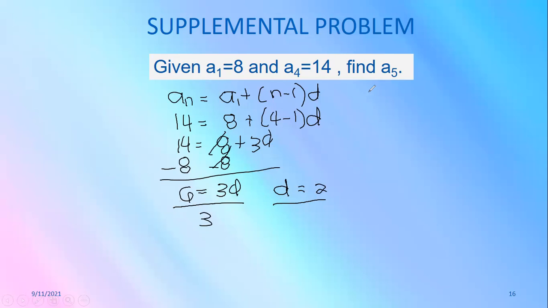So we already have a common difference. We can solve now for a sub 5. Solve na natin si a sub 5 given na tayo na first term, number of terms, and a common difference. So this is 8 plus 5 minus 1 multiplied by the common difference, which is equal to 2. So a sub 5 is equal to 8 plus 4 multiplied by 2. So your fifth term is equal to 16.